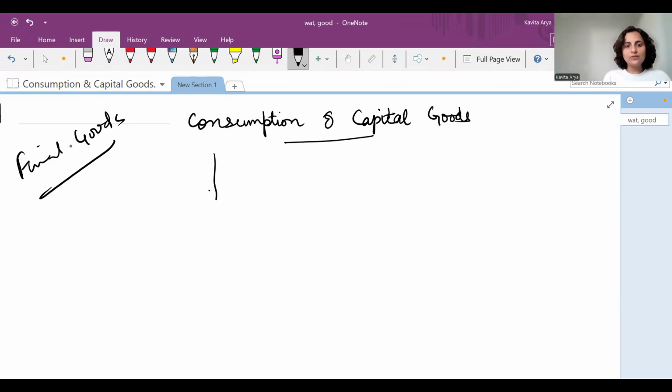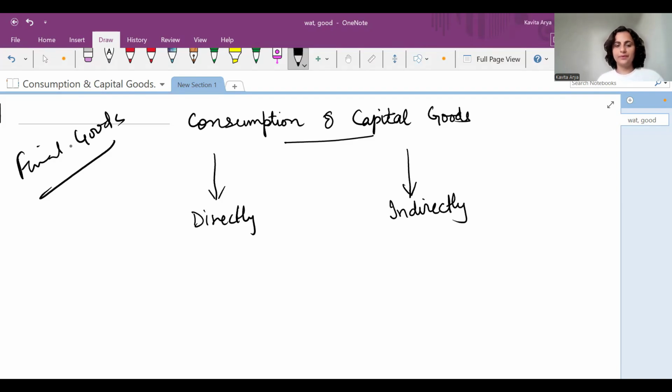Consumption goods are those goods which satisfy human demands directly, whereas capital goods are those things which satisfy the demands indirectly. A simple example: say I cook food at home and I eat it. That food is satisfying my want directly, so that is a consumption good for me. But the gas cooktop and the utensils which help me cook that food are indirectly satisfying my demand of cooking the food.